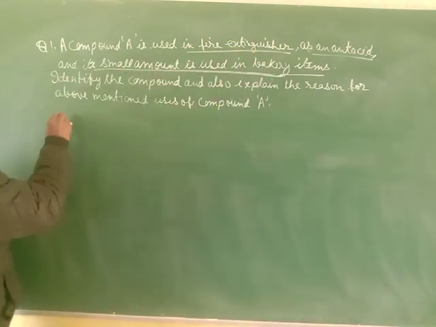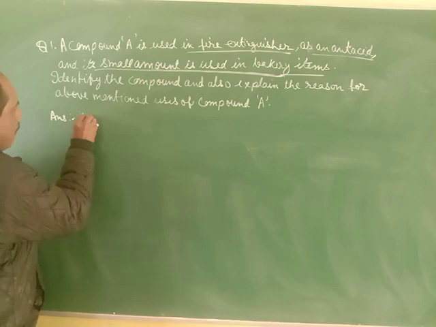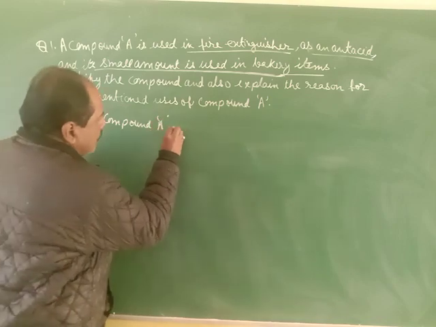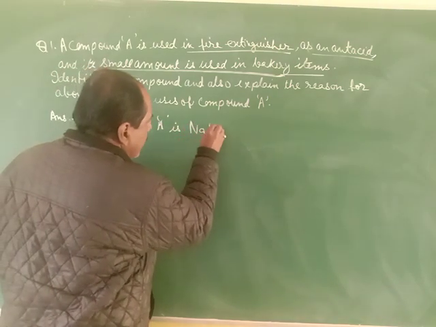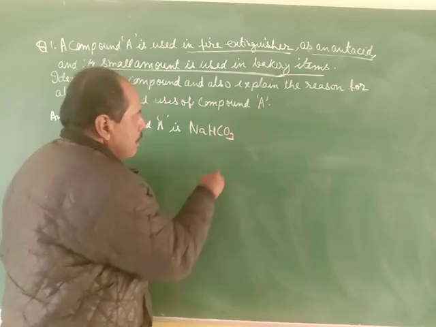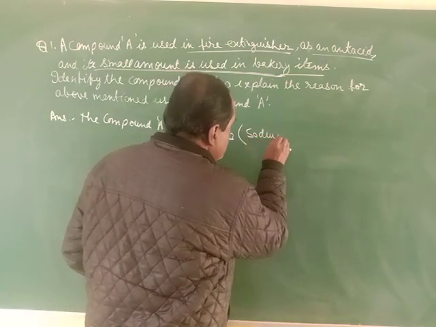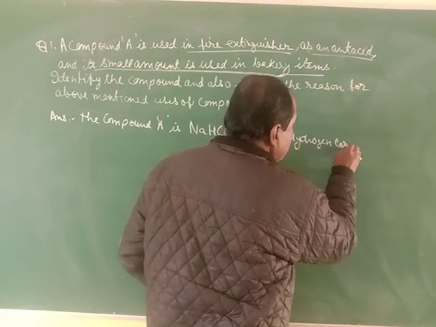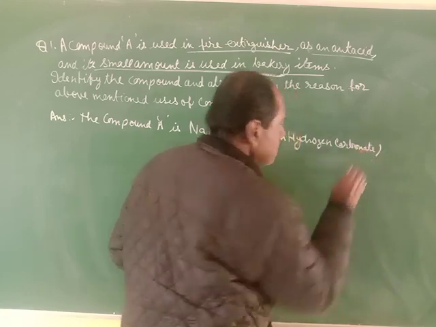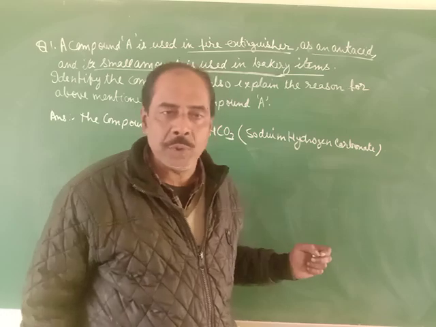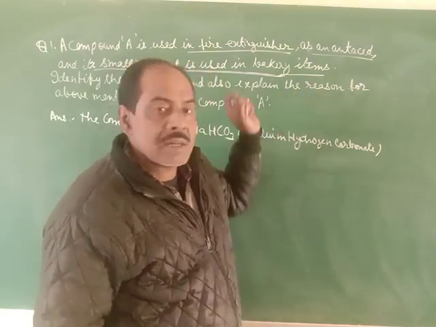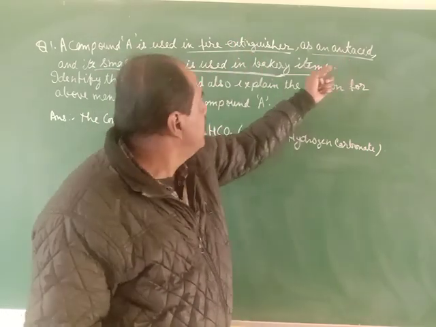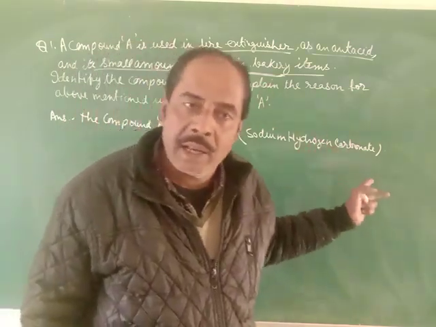So let us go for the answer. The answer is, the compound A is NaHCO3, that is sodium hydrogen carbonate. Now students, we also have to give the reason why this compound A is used in fire extinguisher, as an antacid, and also in bakery industries.